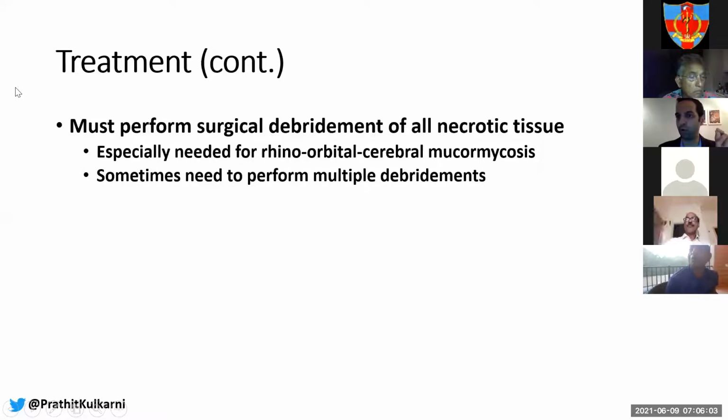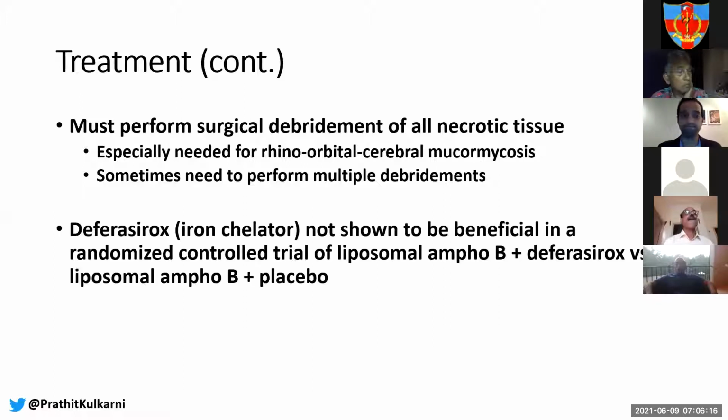You must perform surgical debridement of all necrotic tissue. I think many people know this. It's especially needed for rhino-orbital cerebral mucor, and sometimes you must perform many surgeries repeatedly.